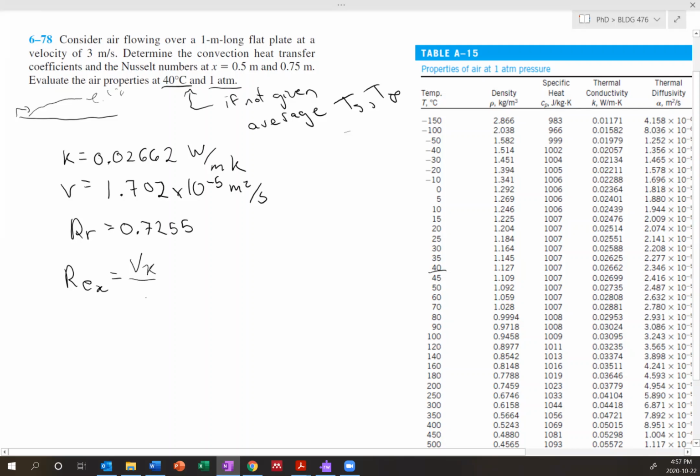So V, our location, and our viscosity, and we're trying to find it specifically at 0.75 meters. And this is equal to 1.32 times 10 to the 5. And so what we say is that if ours is less than 5 times 10 to the 5, then we know that our flow is laminar.